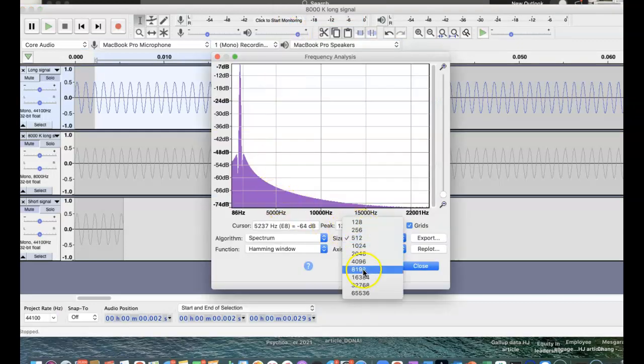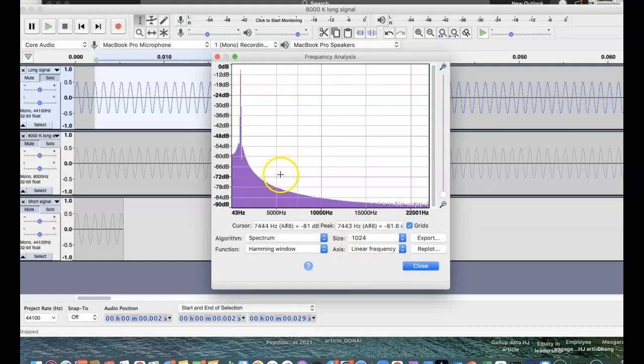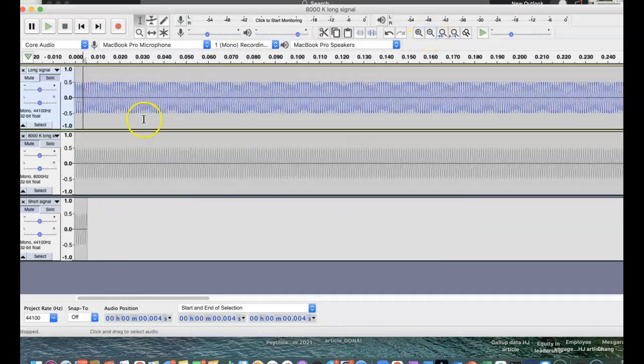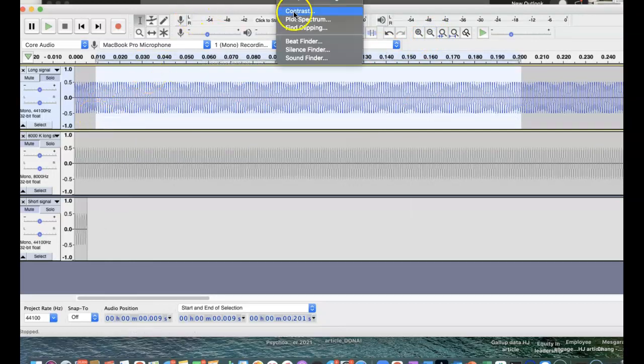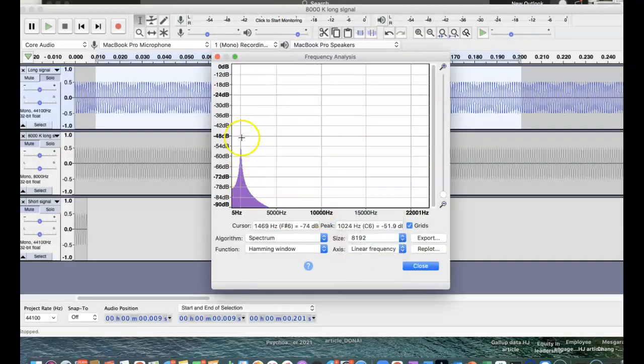And I'm going to show you here how all of the energy essentially is concentrated at one. Let me do this first. Let me get a longer segment there. So here's a long signal, analyze plot spectrum. And here you can see that you have all of your energy at one point.